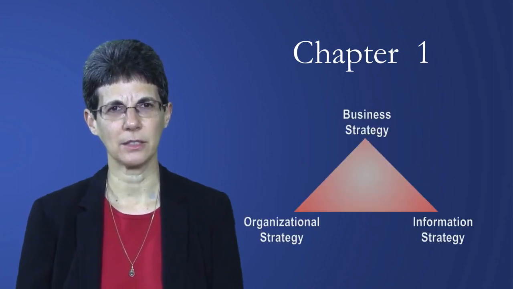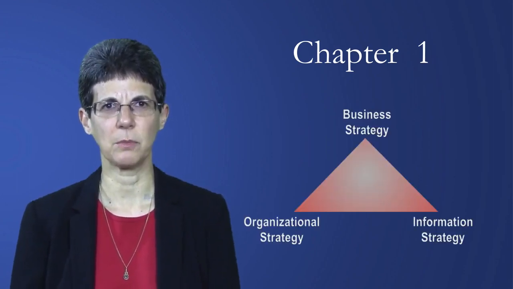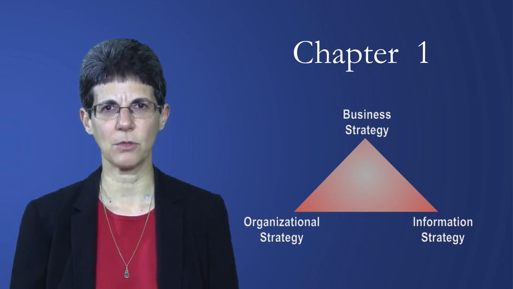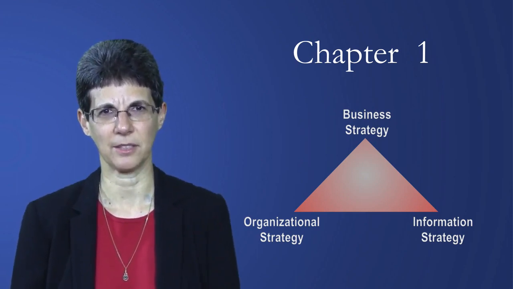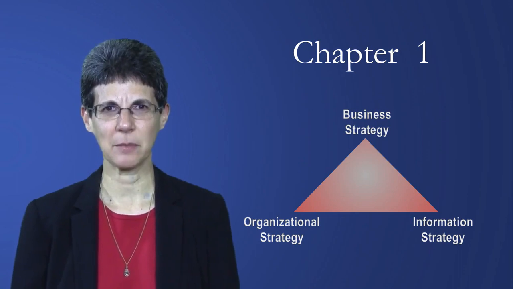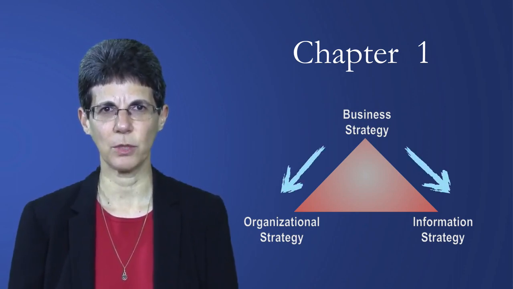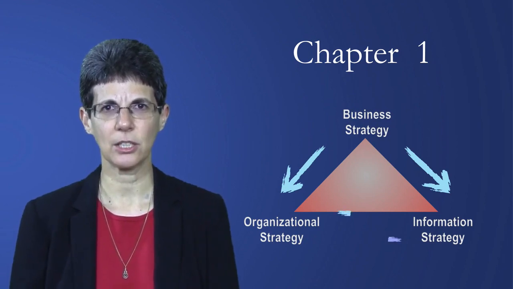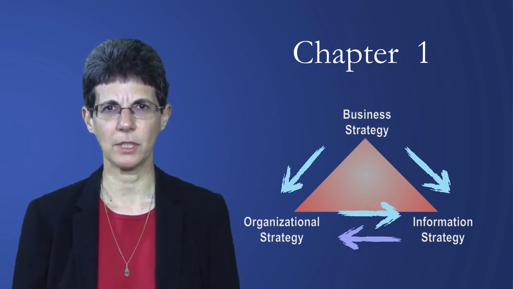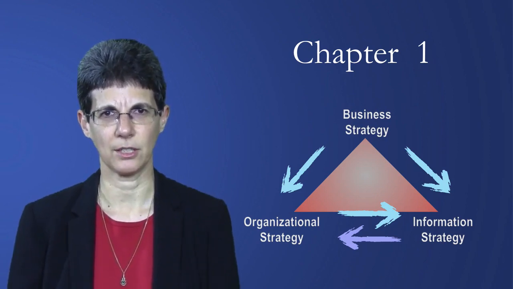Chapter 1 uses the Information System Strategy triangle to illustrate the relationships between the business strategy, the information system strategy, and the organizational strategy. The framework claims that the overriding business strategy should drive the organizational and information strategies, and the organizational and information strategies must complement each other so that they support each other and the overall strategy of the organization.